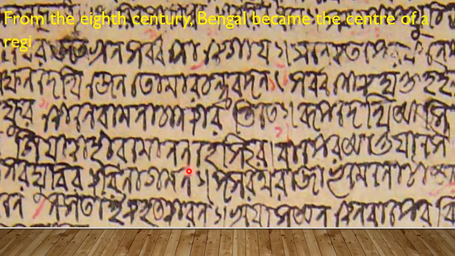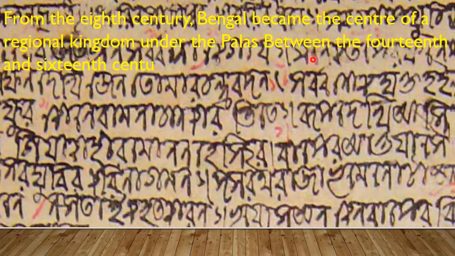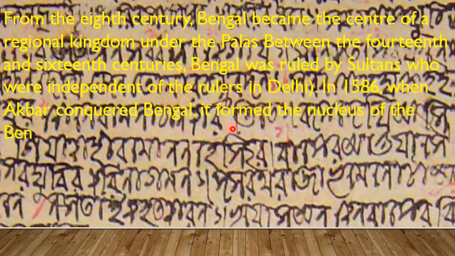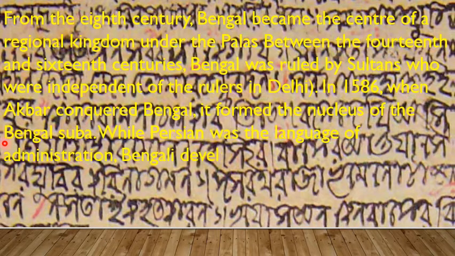From the 8th century, Bengal became the center of a regional kingdom under the Palas. Between the 14th and 16th centuries, Bengal was ruled by the sultans who were independent of the rulers in Delhi. In 1586, when Akbar conquered Bengal, it formed the nucleus of the Bengal Suba. While Persian was the language of administration, Bengali developed as a regional language.